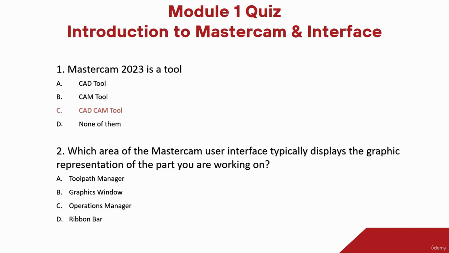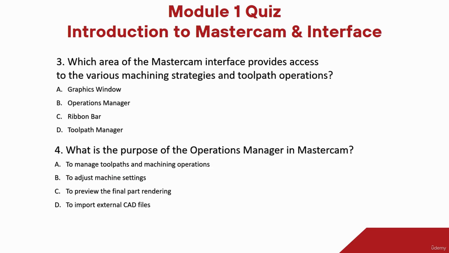So the right answer to this question is option B, Graphics Window. Now let's move towards another question. Which area of the Mastercam interface provides access to various machining strategies and toolpath operations? Option A, Graphics Window. Option B, Operations Manager. Option C, Ribbon Bar. Option D, Toolpath Manager.